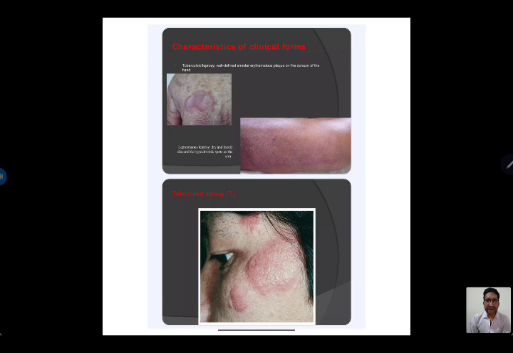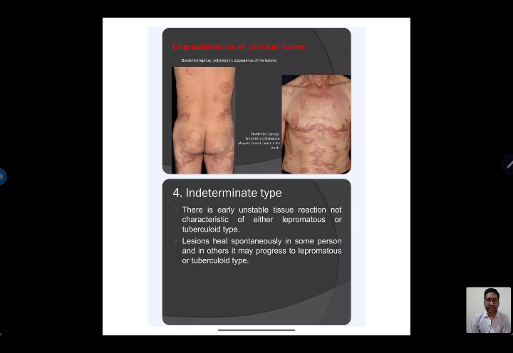Tuberculoid leprosy: a well-defined erythematous plaque on the dorsum of the hand. Intermediate type: there is an early unstable tissue reaction, not characteristic of either the lepromatous or the tuberculoid types. Lesions heal spontaneously in some persons, and in others may progress to the lepromatous or tuberculoid types.